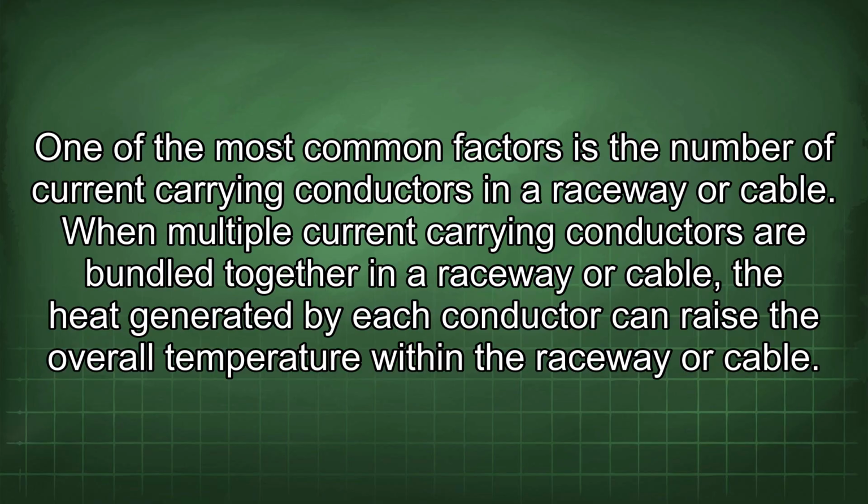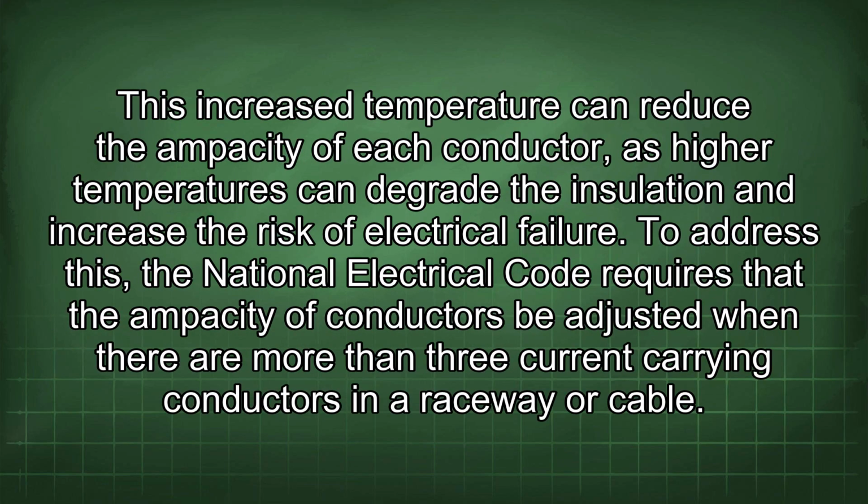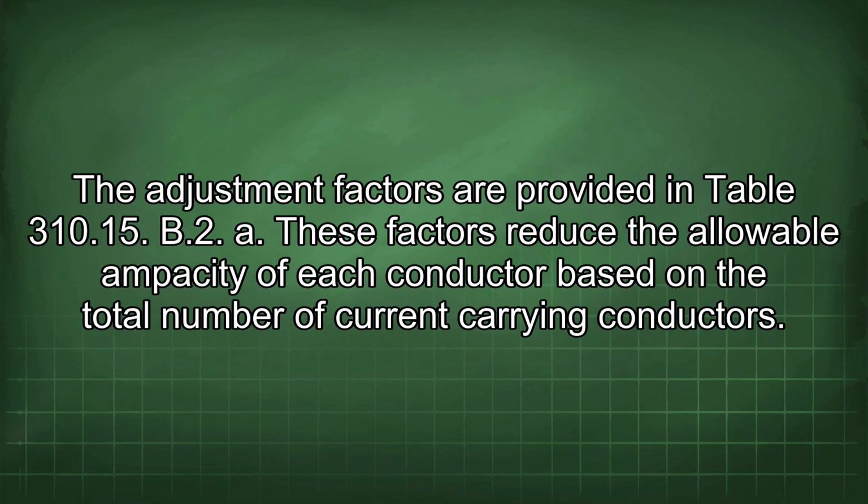One of the most common factors is the number of current carrying conductors in a raceway or cable. When multiple current carrying conductors are bundled together in a raceway or cable, the heat generated by each conductor can raise the overall temperature within the raceway or cable. This increased temperature can reduce the ampacity of each conductor, as higher temperatures can degrade the insulation and increase the risk of electrical failure. To address this, the National Electrical Code requires that the ampacity of conductors be adjusted when there are more than 3 current-carrying conductors in a raceway or cable. The adjustment factors are provided in Table 310.15.